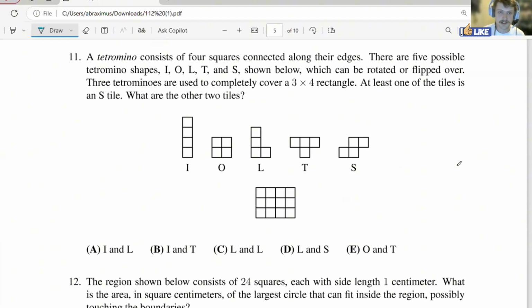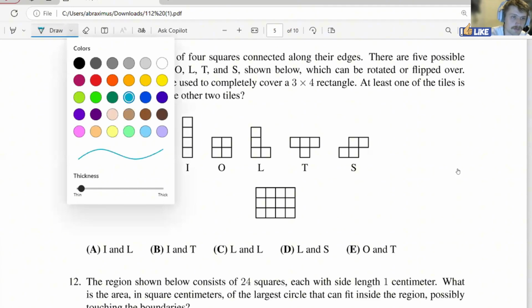A tetromino consists of four squares connected along their edges. There are five possible tetromino shapes, I, O, L, T, and S, as shown below, which can be rotated or flipped over. Three tetrominos are used to completely cover a 3x4 rectangle. At least one of the tiles is an S tile. What are the other two tiles?